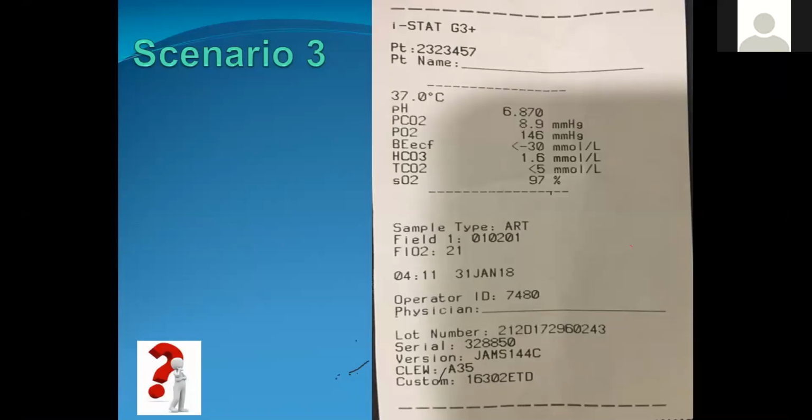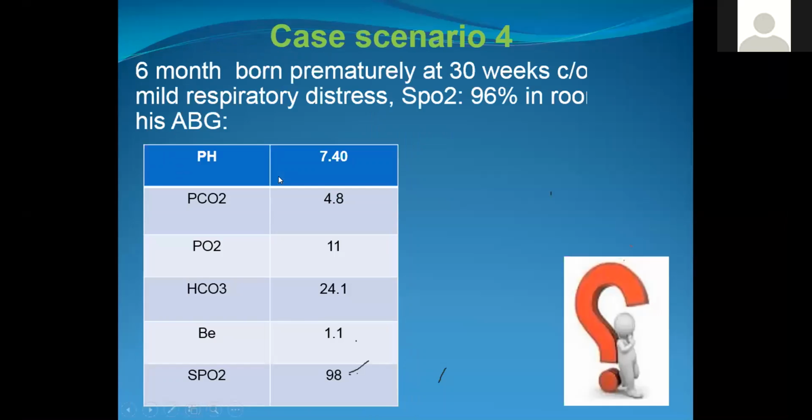DKA, exactly. It is diabetic ketoacidosis. Great. Here we have this scenario. We have this baby who is 6 months old now. He was born premature, 30 weeks, complaining of cough, mild respiratory distress, and saturation in room air is 96. And this is his ABG now.